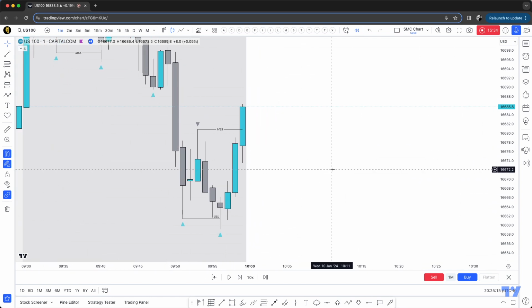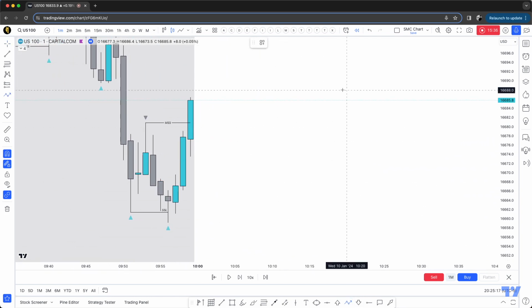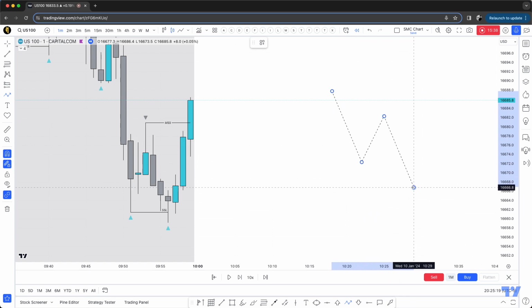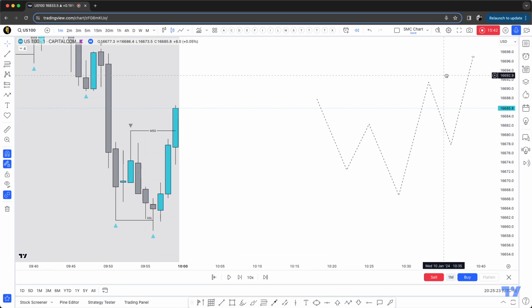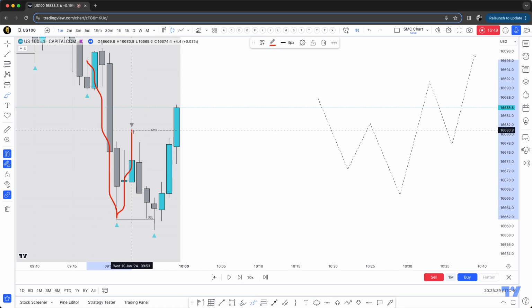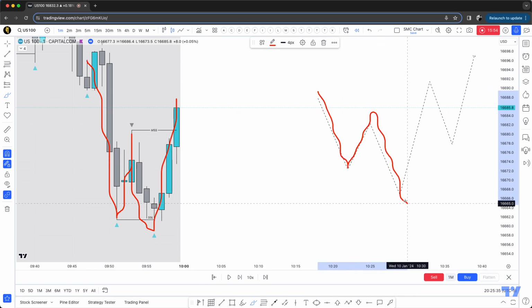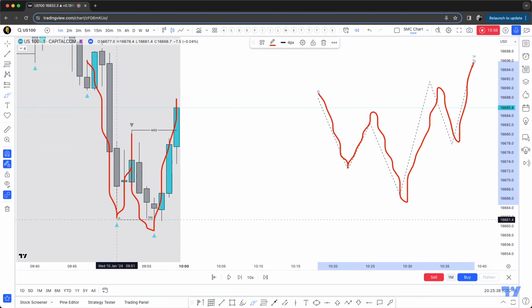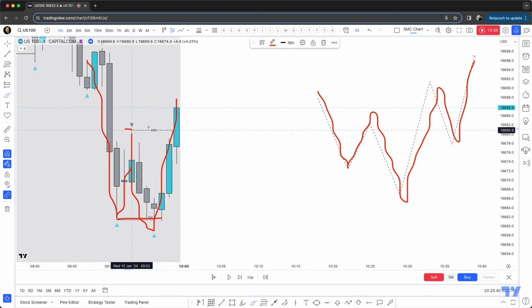This is gorgeous, right? This is what I mean by having a setup like this. You have sweep, displacement, fair value gap, impulse, right? This is what we're getting here. We're getting a move, a pullback, impulse, displacement, right? You have this to the upside. You have sell side liquidity being taken and market structure shift. You have a fair value gap right here, right?